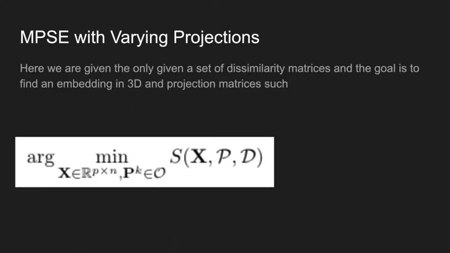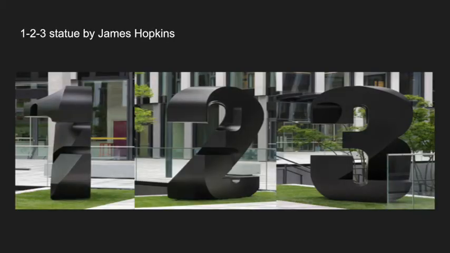While for the second setting, the projections are also variables. We demonstrate MPSE in action using several datasets. The motivation behind the first dataset is the 1-2-3 statue by James Hopkins, where if you look at the statue from different viewpoints, you get to see numbers 1, 2, and 3. This example contains the dataset that consists of points sampled from pictures of digits 1, 2, and 3.